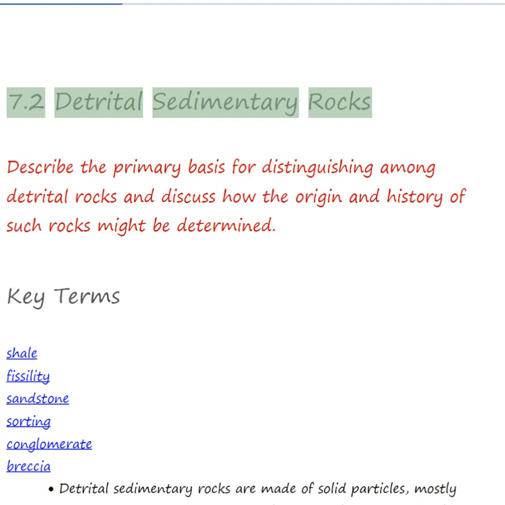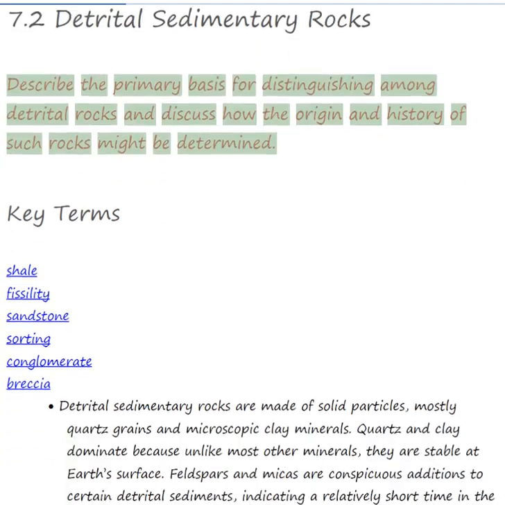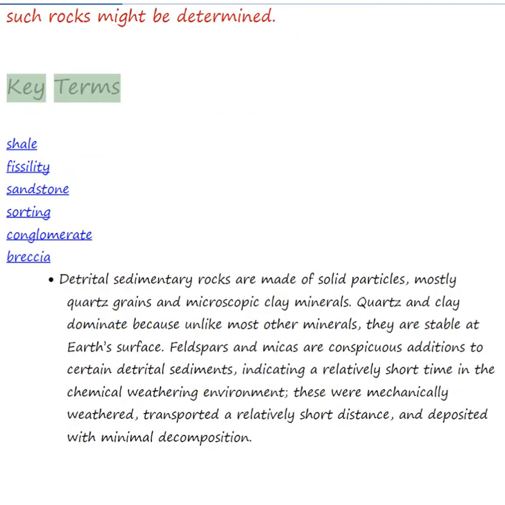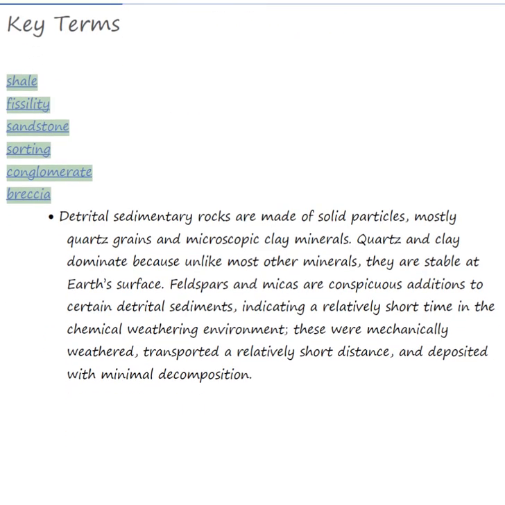7.2 Detrital sedimentary rocks. Describe the primary basis for distinguishing among detrital rocks and discuss how the origin and history of such rocks might be determined. Key terms: shale, fissility, sandstone, sorting, conglomerate, breccia.